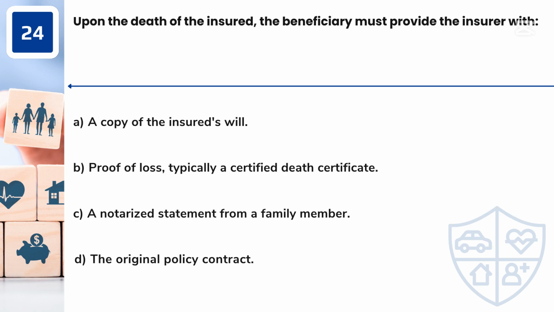Question 24. Upon the death of the insured, the beneficiary must provide the insurer with A. A copy of the insured's will. B. Proof of loss, typically a certified death certificate. C. A notarized statement from a family member. D. The original policy contract.